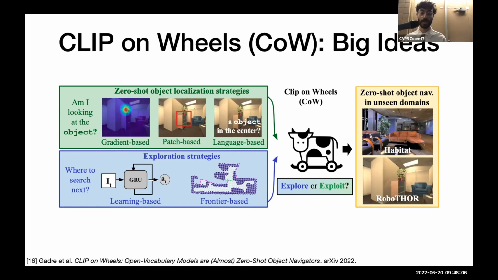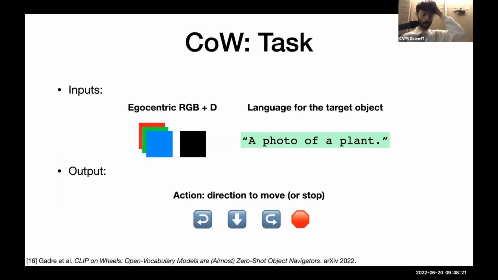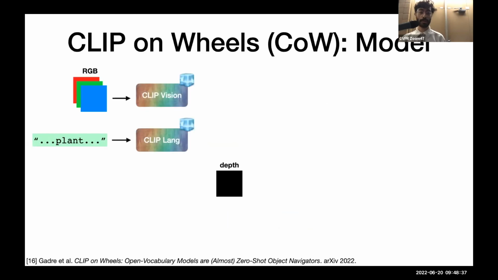And also we can deploy zero-shot in these two environments, Habitat and RoboTHOR, which have very visually distinct appearance. And then start to gain a little bit of understanding about the robustness of this method to some distribution shifts. So here we have as input an RGBD image and a language prompt of the target, in this case a plant, and we're going to output some discrete action, either a movement action or stop, saying that we've found the object.